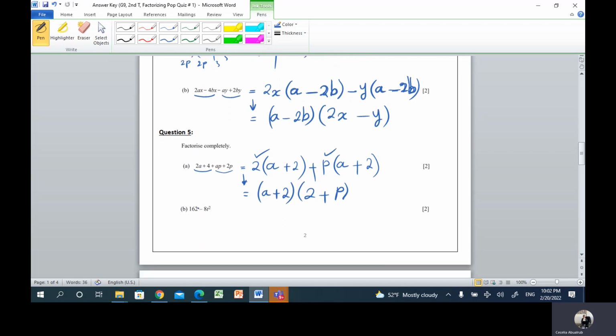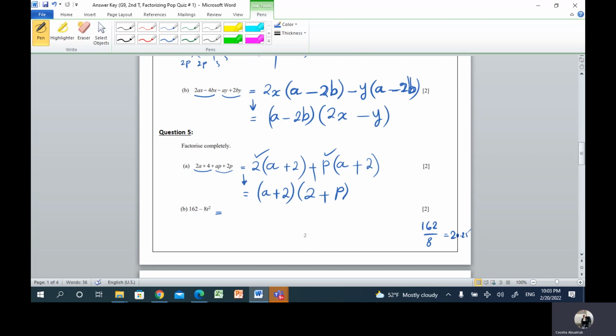Now, if you look at this question here, 162 is not a squared number and 8 is not a squared number. So we don't have a squared expression minus a squared number. So in this case, we need to get out the common factor. So 162 divided by 8, it doesn't work. As you can see, 162 over 8 does not work. It will give us 20.25, and that's not what we need.